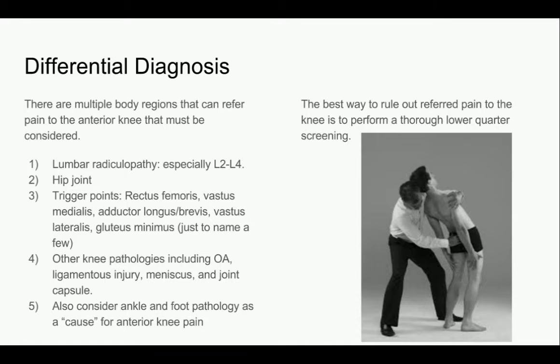Also, you want to rule out other knee pathologies, OA, ligamentous injuries, meniscus, joint capsules, those sorts of things. Then also consider any ankle or foot pathology as a cause for anterior knee pain. And this will also play a role in what's happening at the knee if there's any dysfunction at the ankle or the foot. A good way to rule out referred pain to the knee, especially from the lumbar spine, is perform a thorough lower quarter screening, including, as the test you see here in the picture, a quadrant test for the lumbar spine.